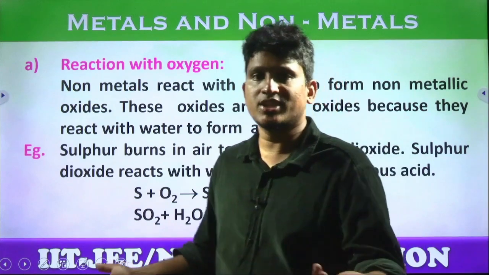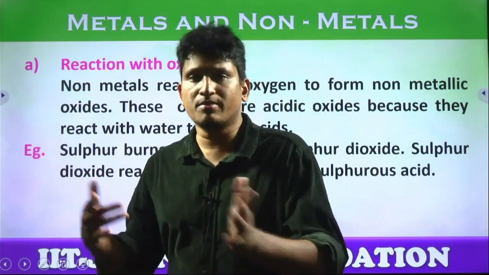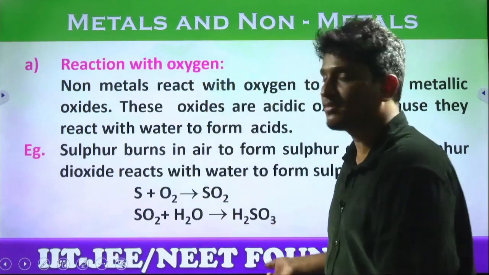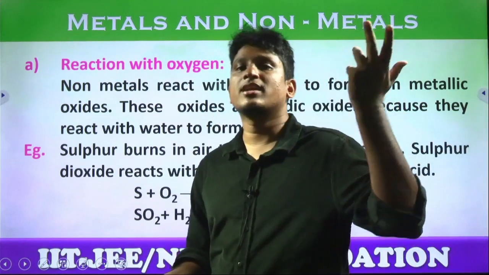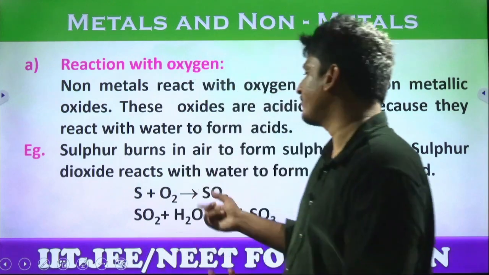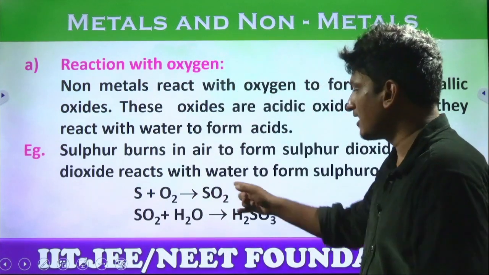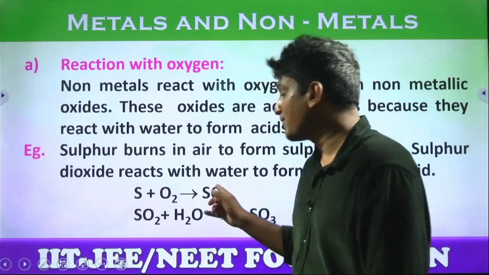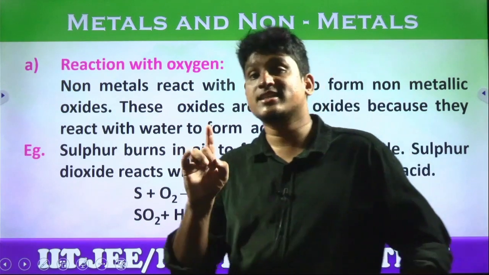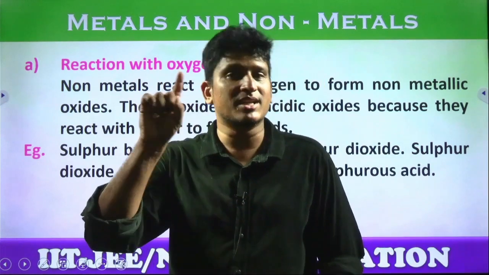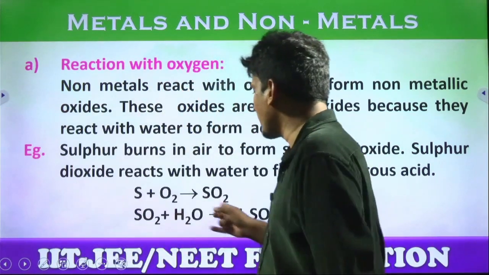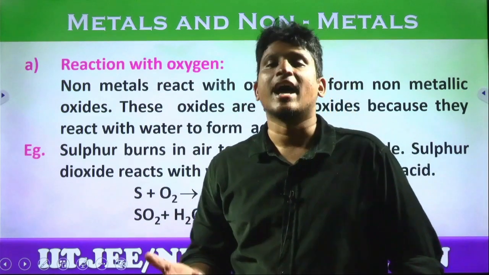Sir, is there any change? No. Metal plus oxygen gives metallic oxide. Non-metal plus oxygen gives non-metallic oxide. What is the nature of non-metallic oxide? If metallic oxides are basic, non-metallic oxides are acidic in nature. Sulfur plus oxygen gives rise to sulfur dioxide. And this sulfur dioxide plus H2O gives rise to sulfurous acid. Metallic oxides plus water give rise to hydroxides, which are bases. Yes or no? In the case of non-metallic oxides, we will get acids.